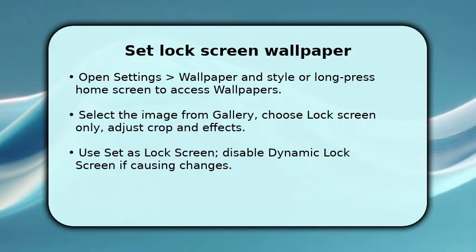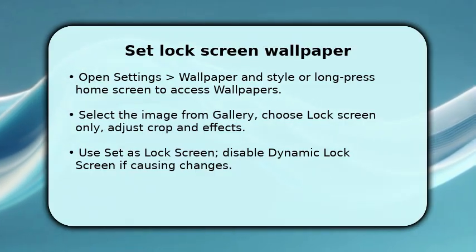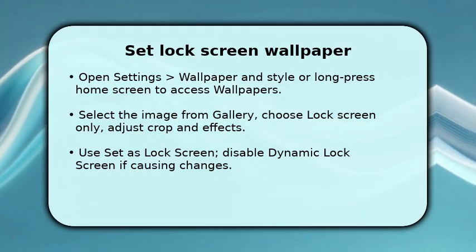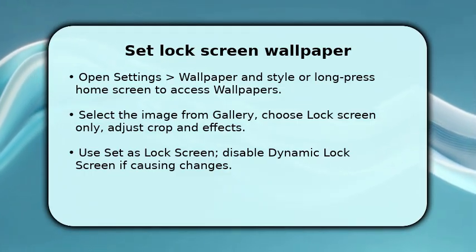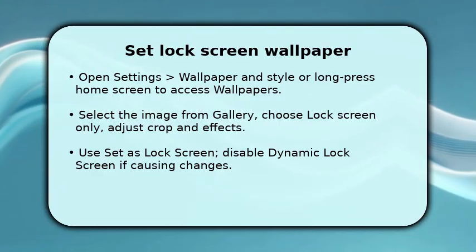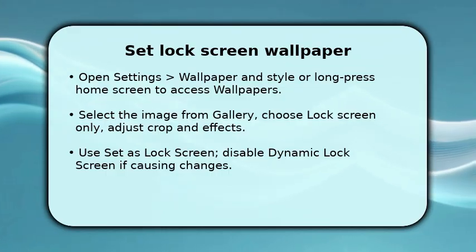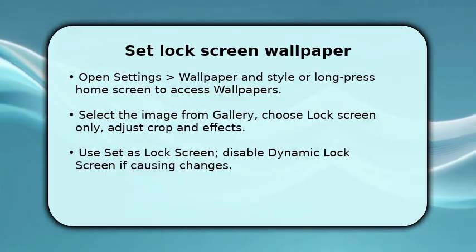Open Wallpaper and Style, or long press the home screen and tap Wallpapers to reach the same tool. Choose your image from gallery, then pick lock screen only. This prevents home screen overrides. Adjust crop, select fit or full bleed, and toggle brightness or blur if available. Use set as lock screen to commit.